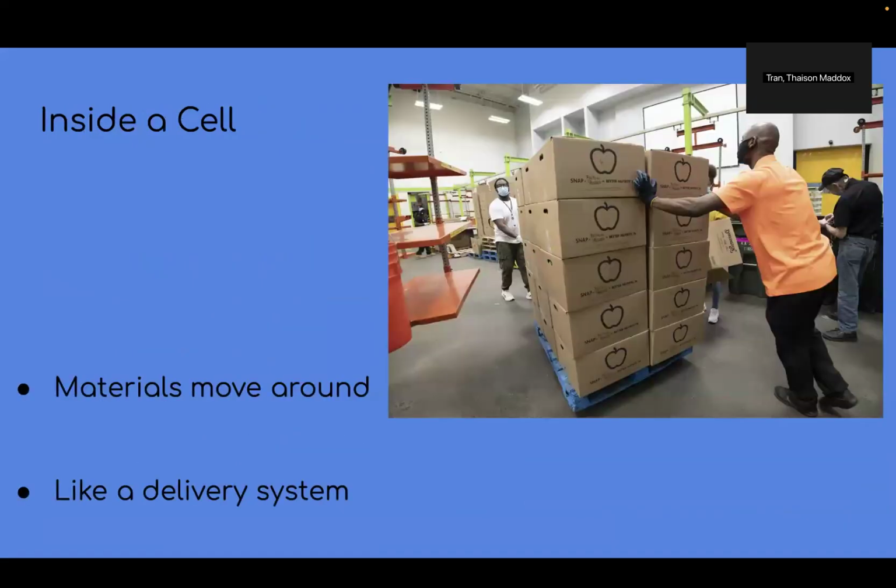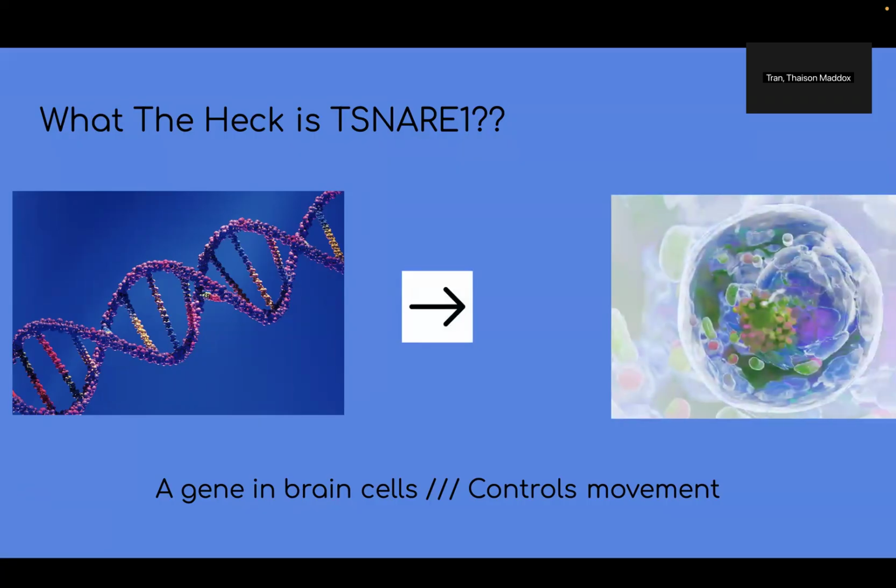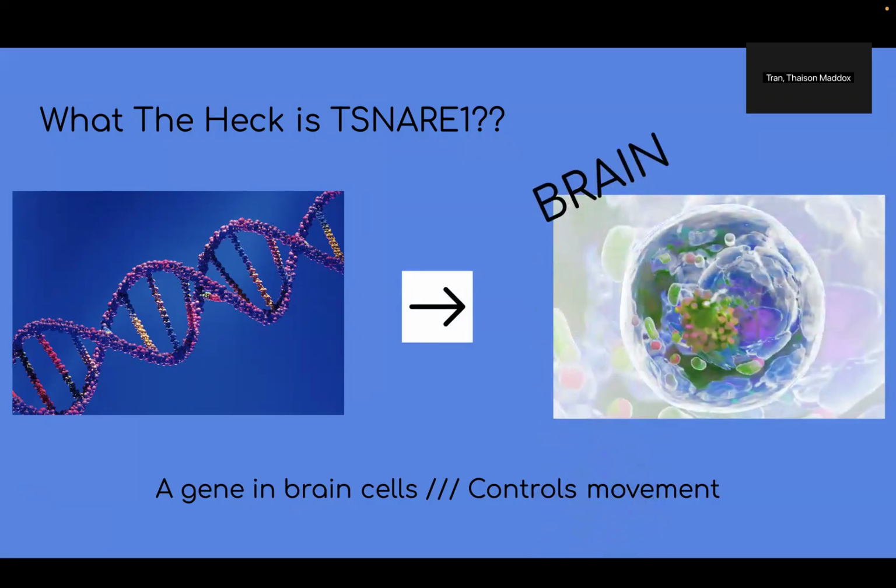Now, what is actually happening inside a cell? Well, inside cells, materials are constantly being moved around, like packages being delivered. This helps the cell stay healthy and function properly. Now, what the heck is TSNARE1? TSNARE1 is a gene that helps control how materials move inside brain cells. So right here, we can see a gene, which we're going to assume is TSNARE1. And it basically is within many brain cells, and it functions movement.